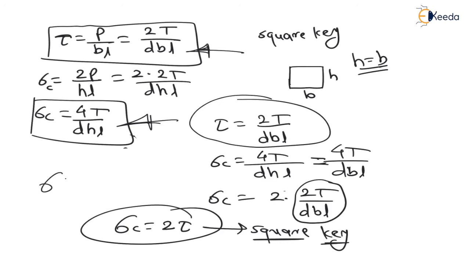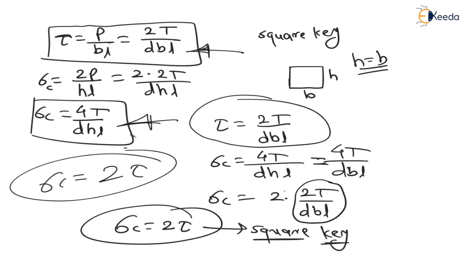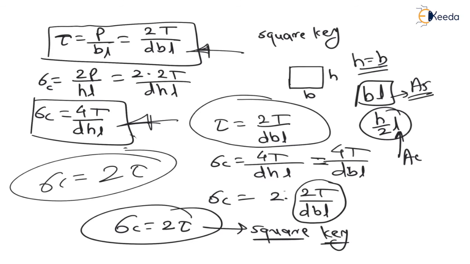For a square key, what is the relation between crushing stress and shear stress? Crushing stress is 2 times shear stress. The shear area is considered as B into L, and the crushing area is H by 2 into L. This is very important. Shear stress in the key is 2T divided by BDL, and crushing stress is 4T divided by DHL, that we have derived.